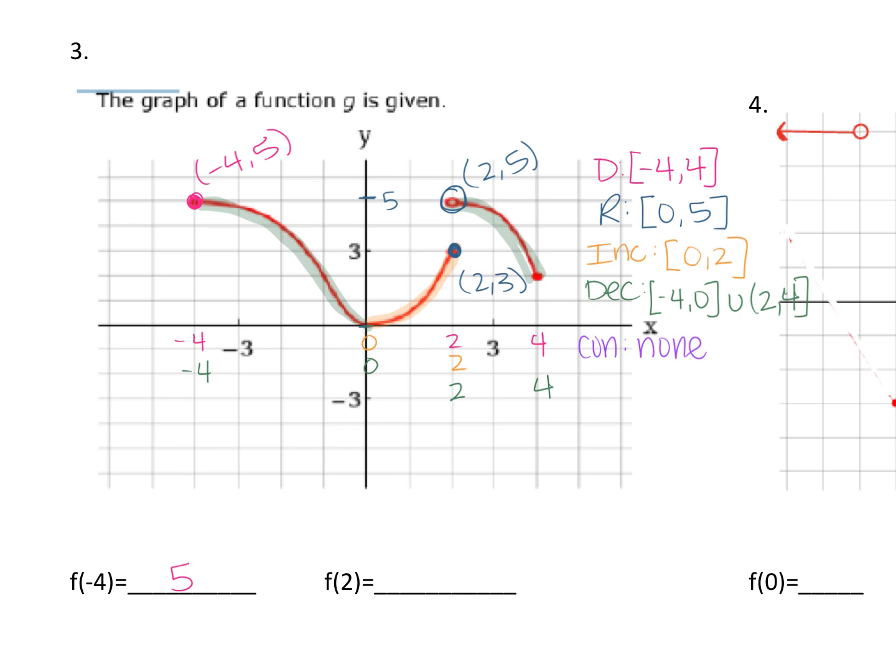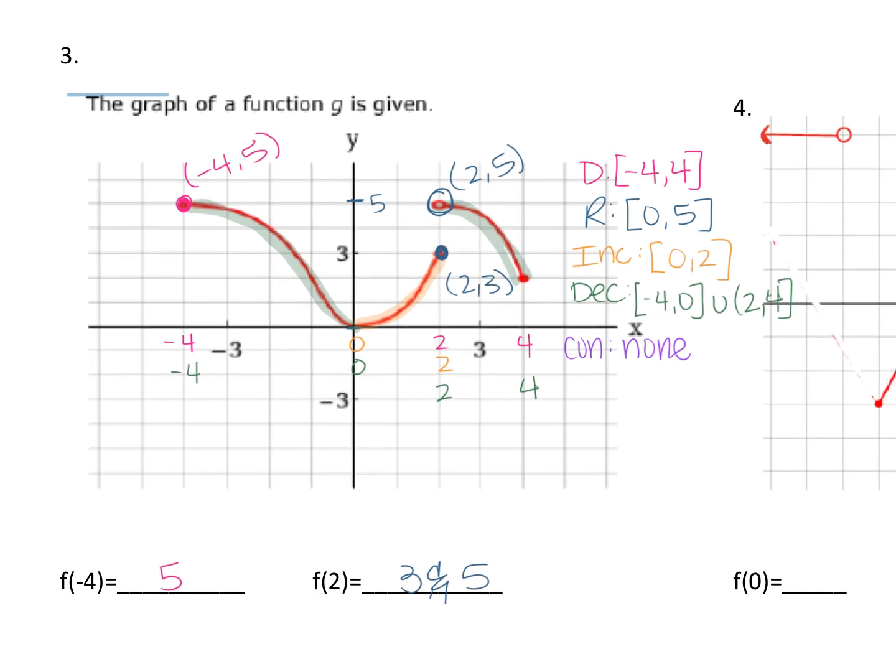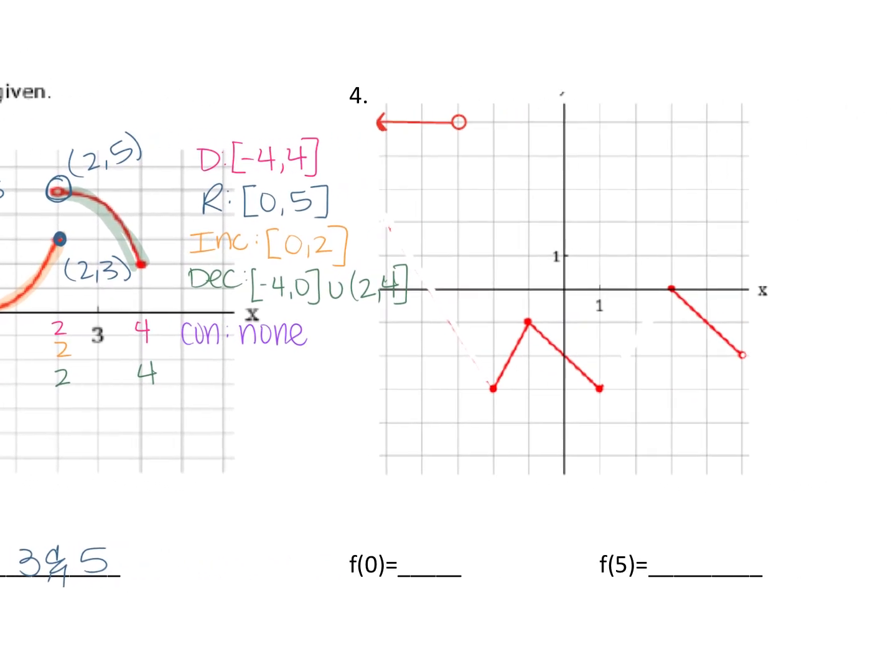I don't understand what the f of -4 is asking. The f of -4 and the f of 2 is asking, what is your y value when x is -4? What is your y value when x is 2? So the f of 2, like we said, there's 2 of them. We would include both of them, so it would just be 3 and 5. With the -4, though, there's only one ordered pair with the x value of -4, so we just give that 5. For number 4, this one's a little different.